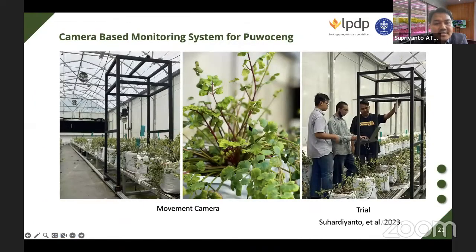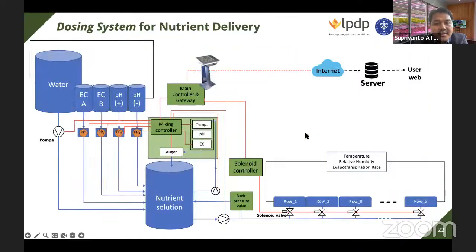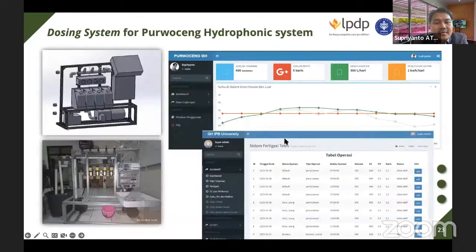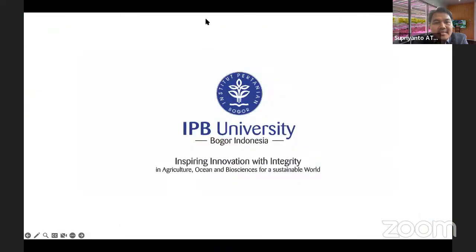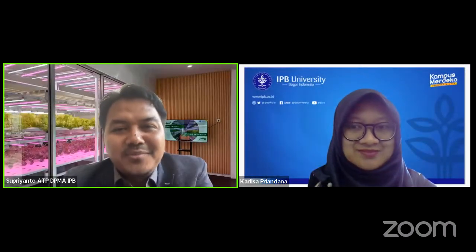And this is our previous research about how to utilize an image processing system using camera approaches for monitoring, for example, in the previous research, and also developing one integrated dosing system to deliver the nutrition to a specific plant, for example. I think that is our overview of our facility and also our previous research. If you have any question, and also in the future, of course, if we have a collaboration between the China University and also IPB University, please welcome to ATP IPB.